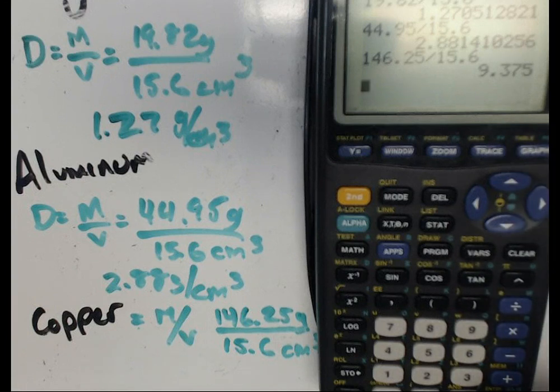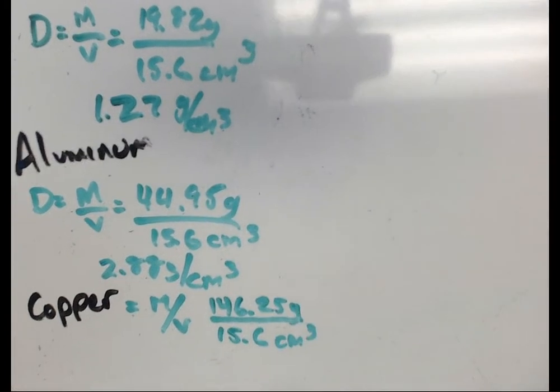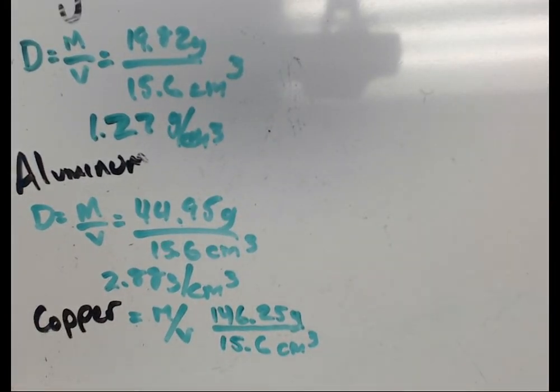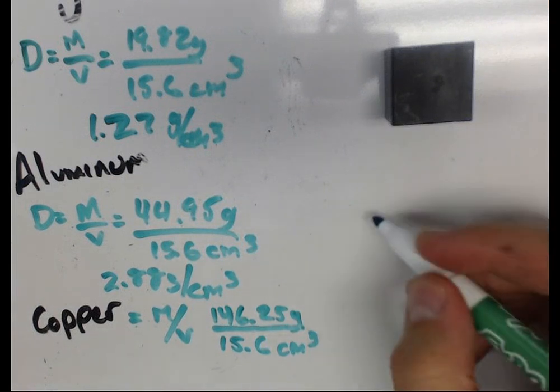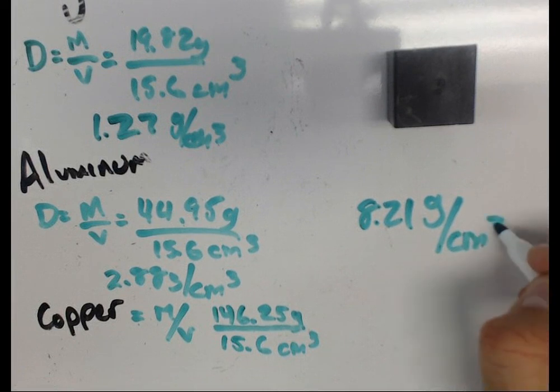Now take a minute and see if you can do the iron one all by itself. Pause the video, do whatever you need to do. The iron answer is going to be 128.08 divided by 15.6, and so that answer is 8.21 grams per centimeter cubed. So this one right here has a density of 8.21 grams per cubic centimeter.